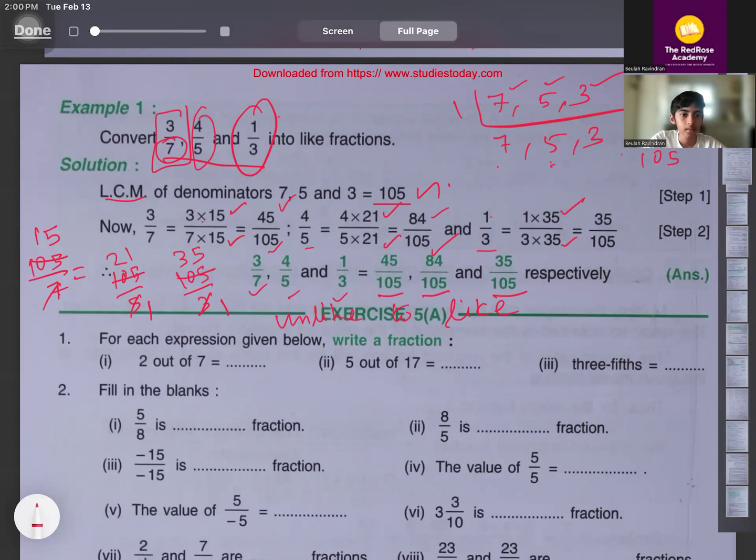First of all, you should know how to find the LCM of all the denominators. And then keep each and every fraction and write with that. So clear?